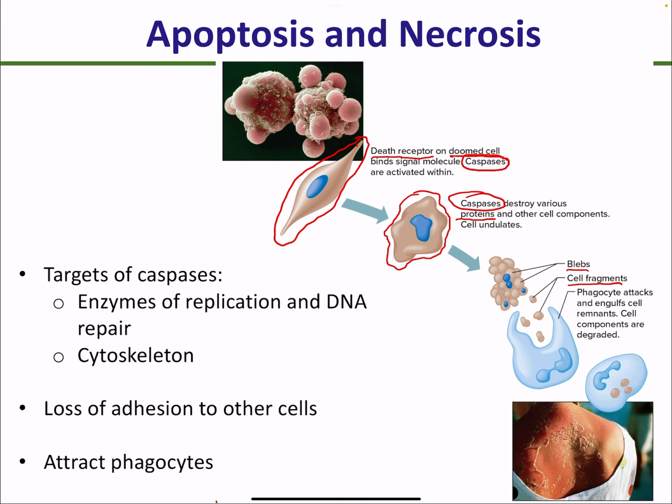And these phagocytic cells are of two kinds. We're going to have macrophages, and we are going to have the neutrophils.